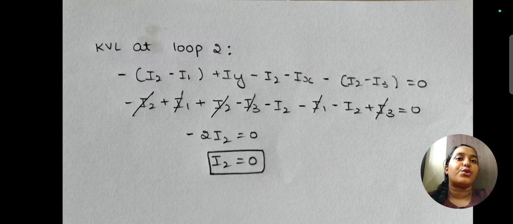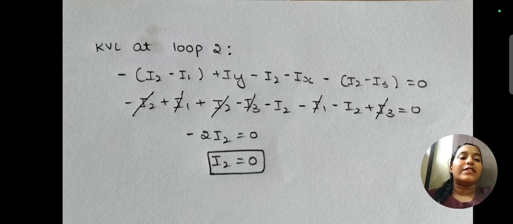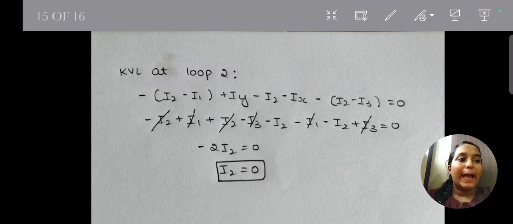Let us substitute the value of I1 as 2 amperes and apply the KVL rule for loop 2. By applying KVL at loop 2, it will become minus (I2 minus I1) plus Iy minus Iz minus Ix minus (I2 minus I3) equals 0. Let us multiply by the minus symbol on both sides. Here there is one minus term and one plus term which are the same, so they get cancelled. So minus 2 I2 equals 0, so I2 will be 0. So the value of I1 is 2 amperes and the value of I2 is 0.